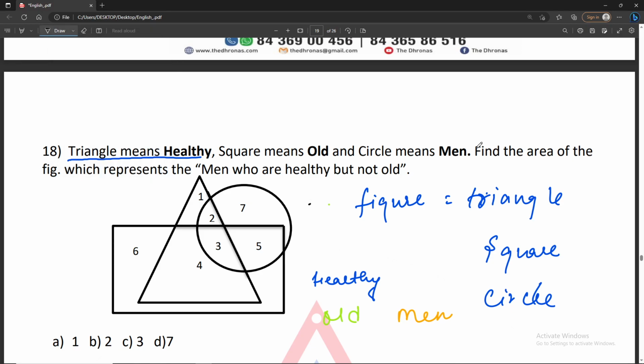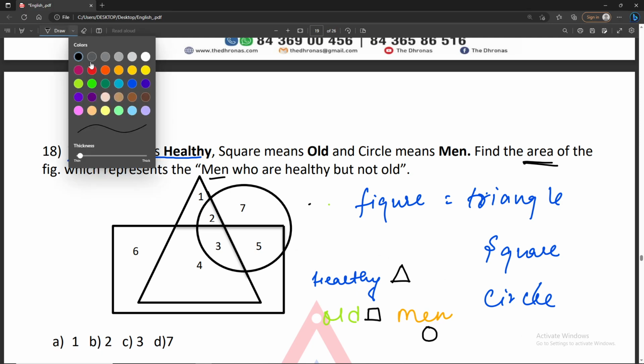So what does it state? Find the area, or the number you can write, of the figure which represents men. Men means the circle part. Old means the square part, and healthy means the triangle. Okay. Men who are healthy. Healthy means the triangle. Men who are healthy, that means this portion.